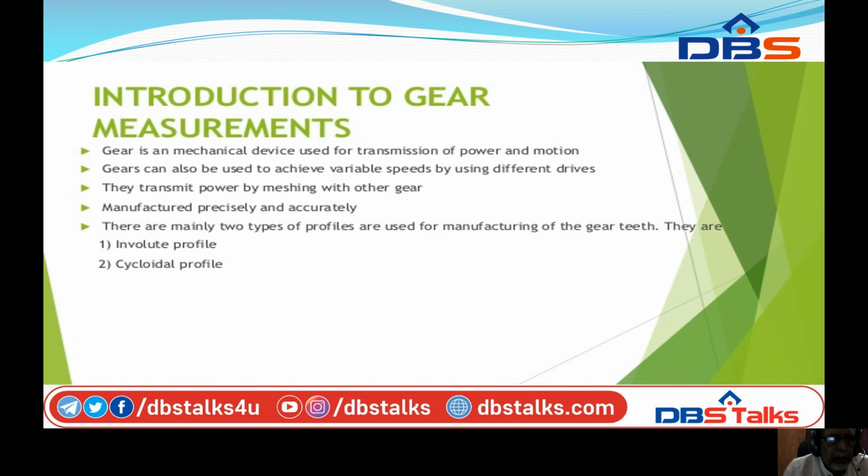So this is an introduction to gear measurements. Gear is a mechanical device used for transmission of power and motion. Gear can also be used to achieve variable speeds by using different drives. They transmit power by meshing with each other. The gear teeth are manufactured very precisely and accurately. There are mainly two types of profiles used for manufacturing the gear teeth. They are involute profile and cycloidal profile.